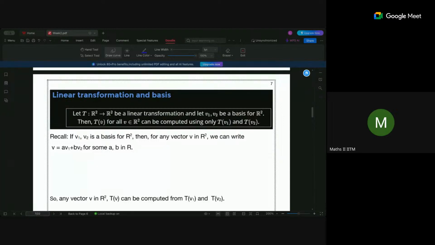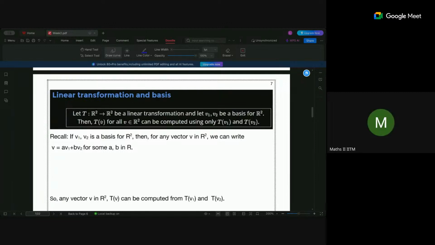Can anyone recall? How many elements should be there in a basis for R2? No one remembers. 2. Okay. So there should be two elements in the basis for R2. Can you tell whether they are linearly independent or not? If they are elements of a basis, are they linearly independent or not? Yes, ma'am. So they are linearly independent.